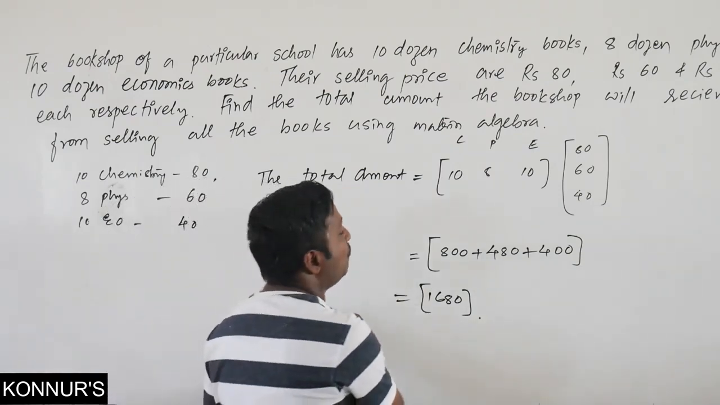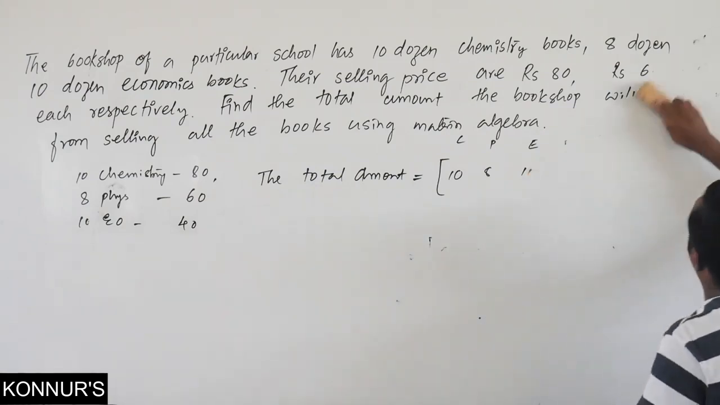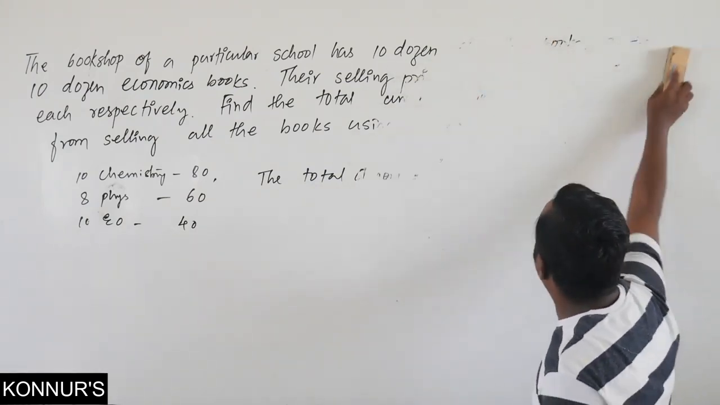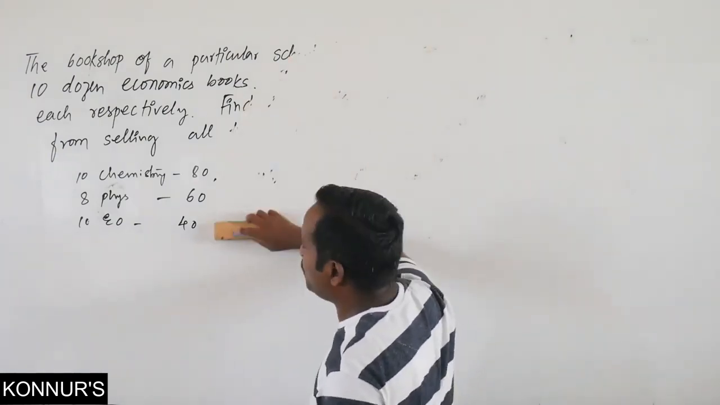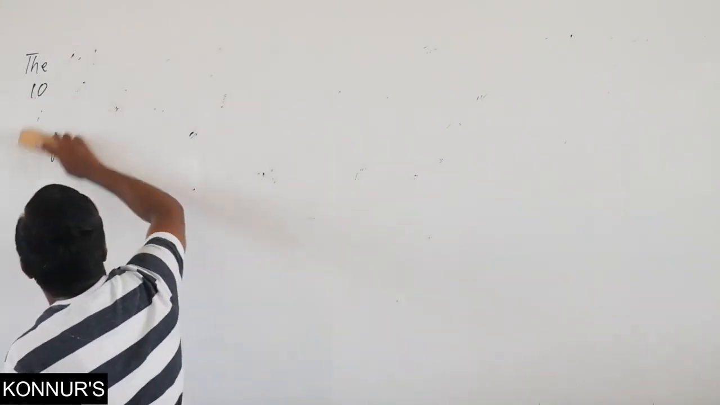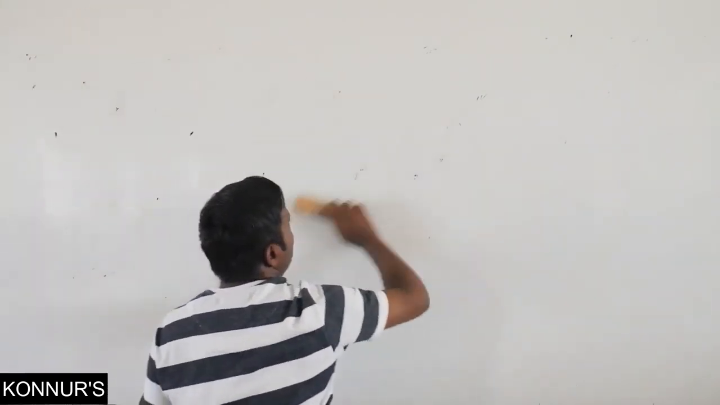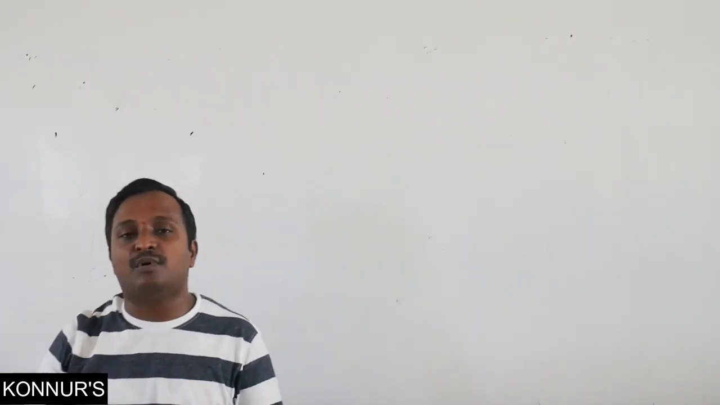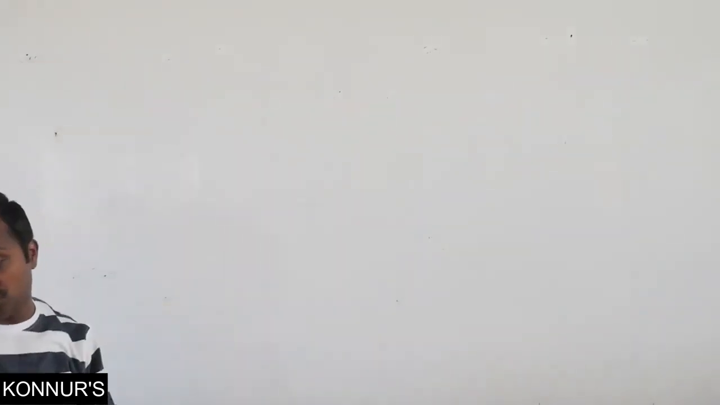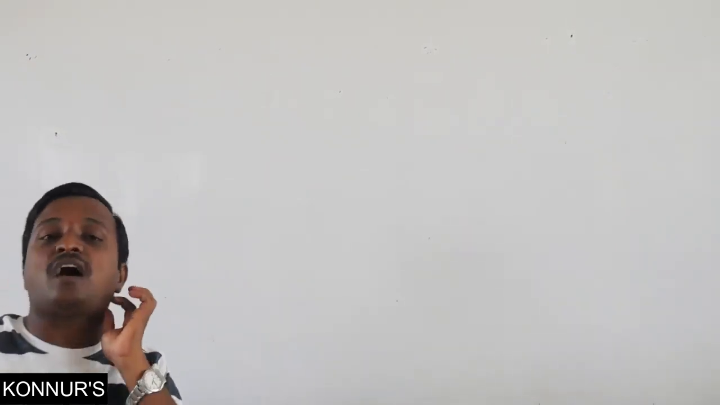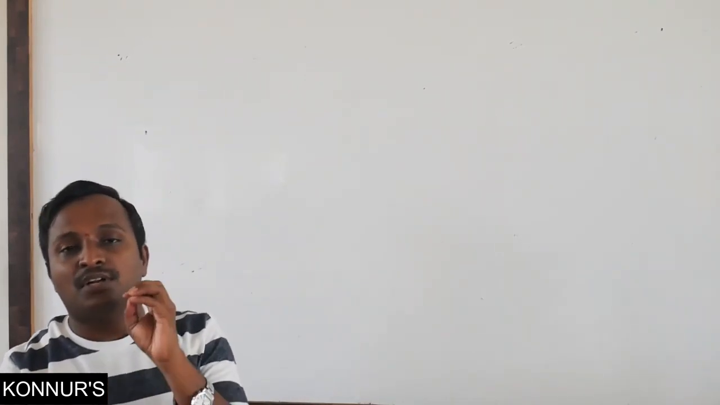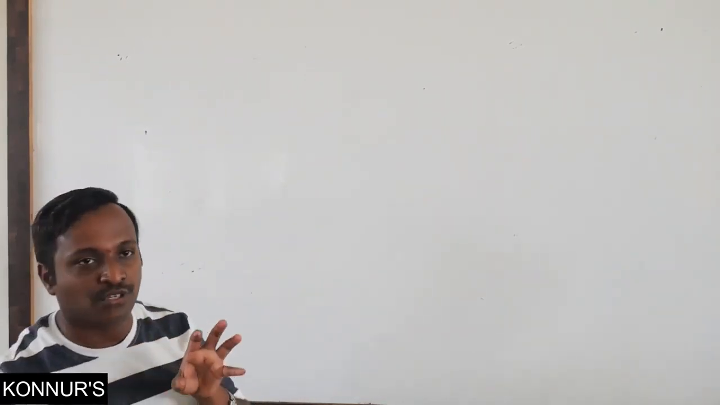Now we will go for the next thing. We will discuss properties of matrix multiplication. We studied matrix addition, subtraction, scalar multiplication so far. In those we observed some properties, that is the commutative property, associative property, like that. Here also we will discuss three properties related to matrix multiplication.